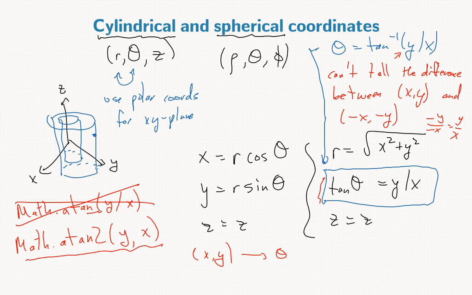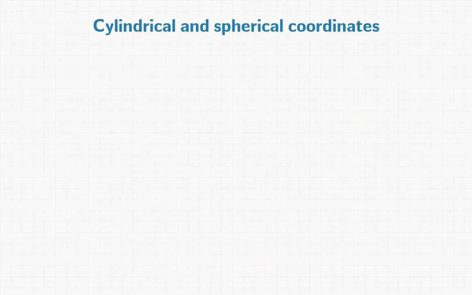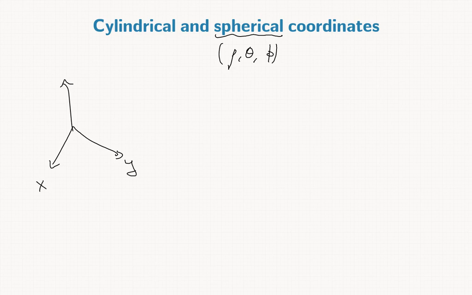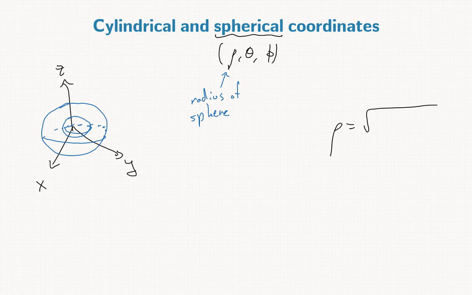So now let me talk about spherical coordinates. Okay, so these are rho, theta, phi. So in spherical coordinates, we draw spheres of different radii centered at the origin, and we place our point on one of these spheres. So rho is the radius of the sphere. So the formulas are rho is equal to square root x squared plus y squared plus z squared, whereas r was only for x and y.